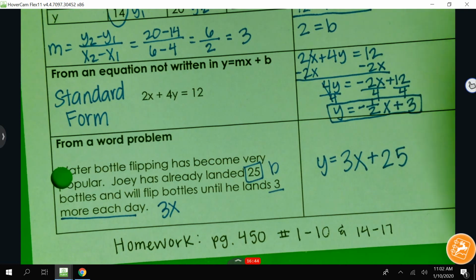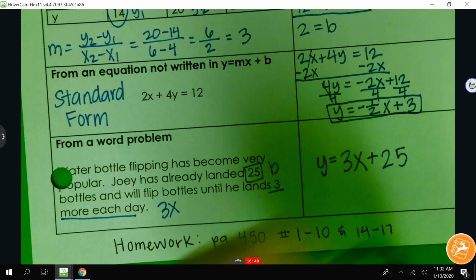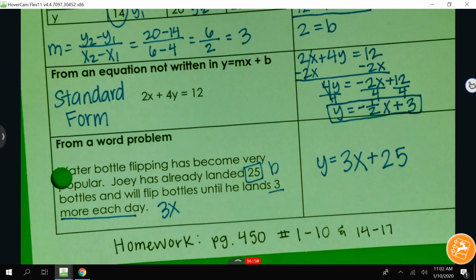Keep up with these notes. Very important. If you can look back at these notes, you should be fine, okay? You should be able to do every problem that I've assigned you for your homework if you look at these notes. I've given you an example of every type of problem you'll have, okay?